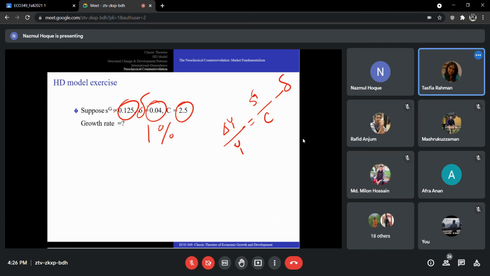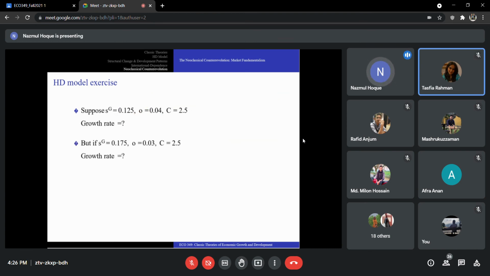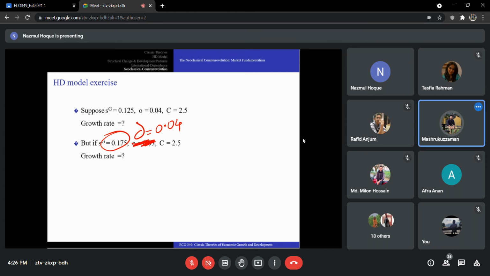Yeah, it is 1%. Now let's say, for example, another scenario where we still have the same depreciation rate of 0.04, but the savings rate is higher now. What is the growth rate? And that's 3%. 3%? Yes, sir. I didn't do the calculation, so all of you have to agree. 3%. Yes. All right.